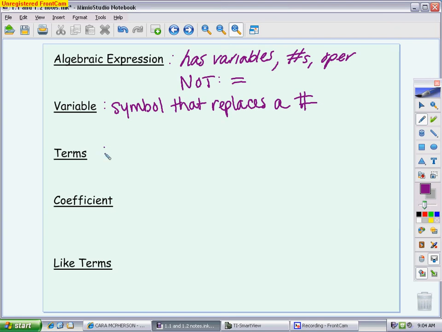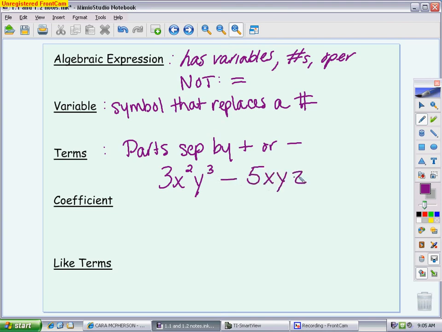Your terms are the parts that are separated by addition or subtraction. So, for example, if I had 3x squared y cubed minus 5xyz, I have two distinct terms because they are separated by minus. They cannot be combined. They are not like terms. We'll get into that here in a second. And these can be really long. I could have 3xyzwpqr, and that is still one term because everything's been multiplied. It's not until you have that plus something or minus something that you get a separate term. So this right here, two terms.